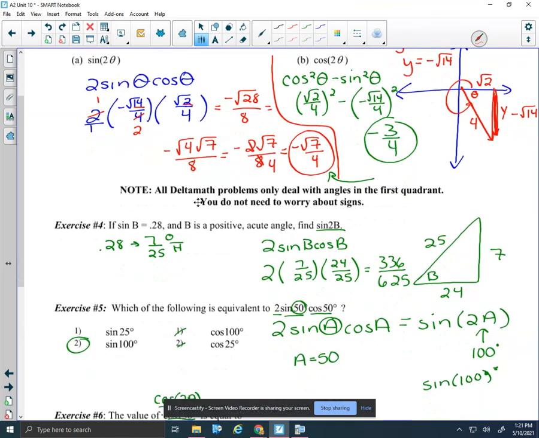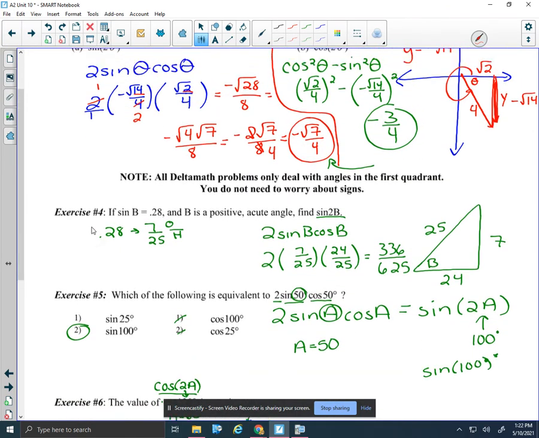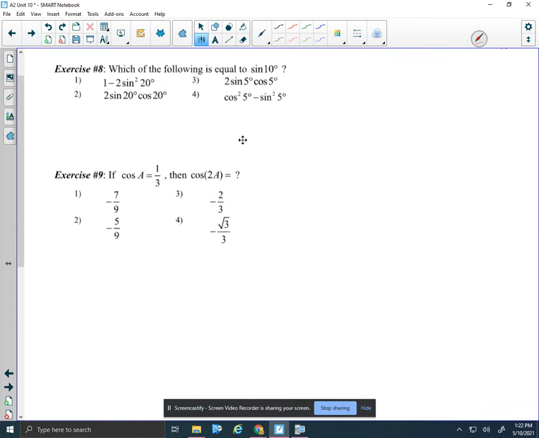Actually, now that looks super familiar. Okay, actually it's not quite the same. The numbers are just similar to one we did before. So which of the following is equal to sine of 10?